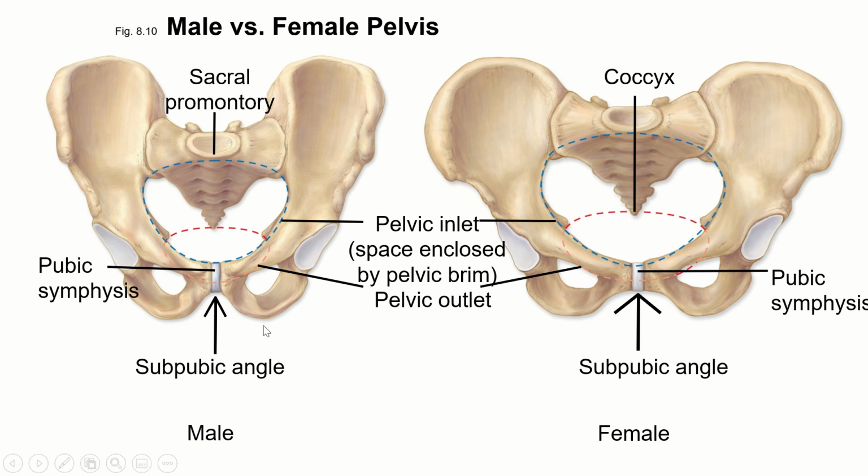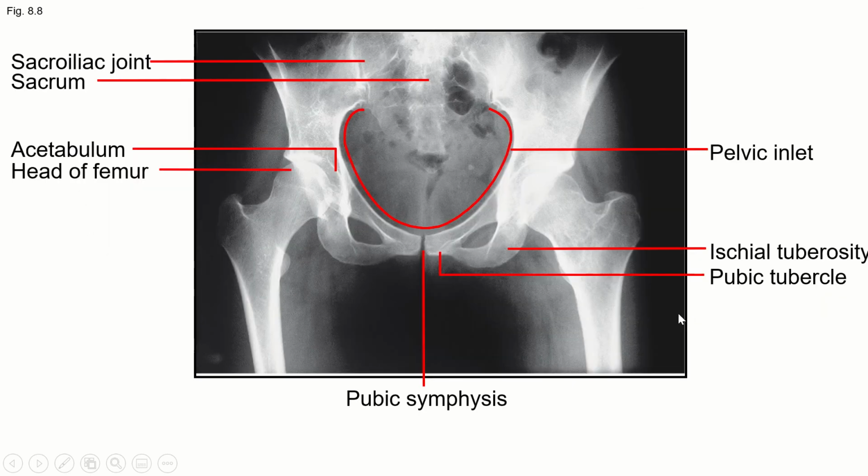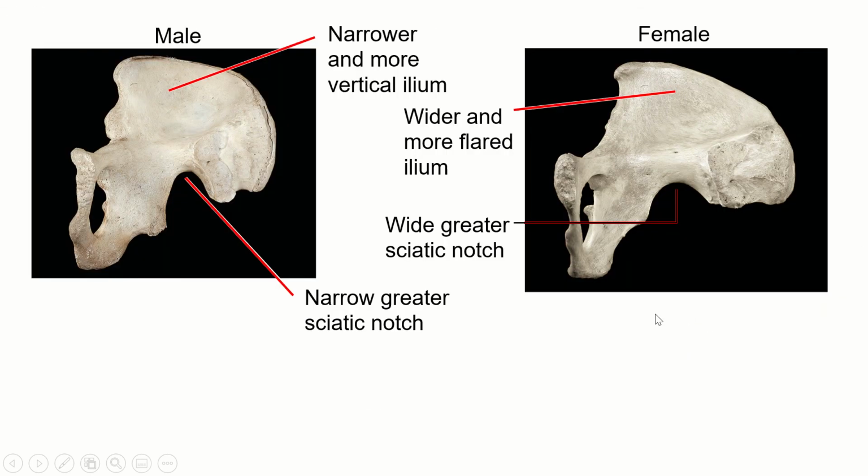Easier to distinguish is the subpubic angle. This angle here between the two pubic symphyses, or excuse me, the two pubic surfaces, this subpubic angle is narrow on a male and very wide on the female. And then, hang on, I'll come back to that.